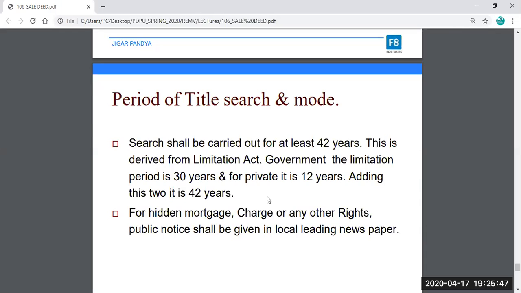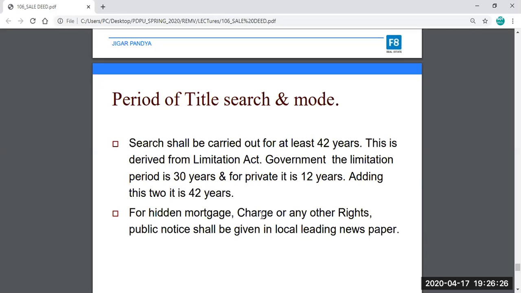Beyond 42 years, if there are any title issues that cannot be resolved, especially when we talked about title, regarding the right to possession and actually having a possession, how these two things are different. For practical purposes, as per the law, 42 years of title search is enough if you were to prove any kind of encumbrance or marketability of the title for a property. For hidden mortgage charge or any other rights, public notice shall be given in the local newspaper.